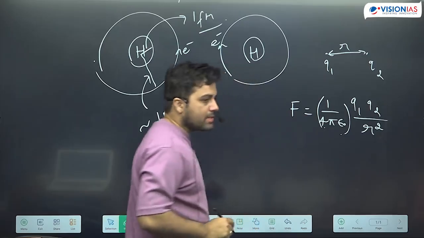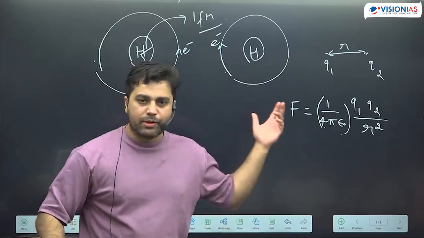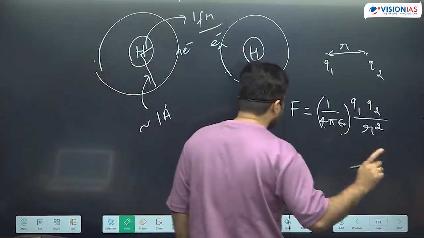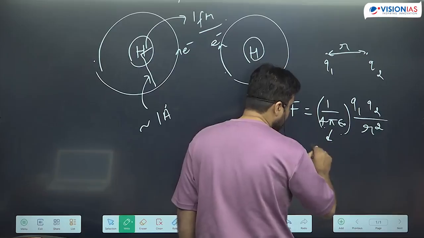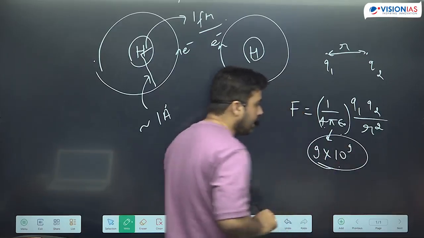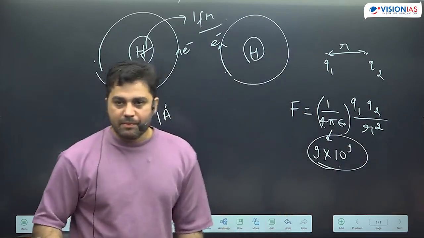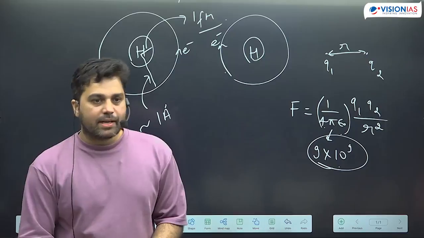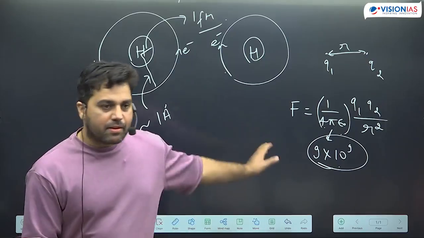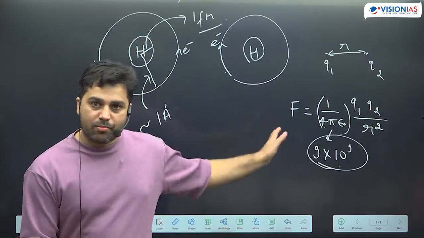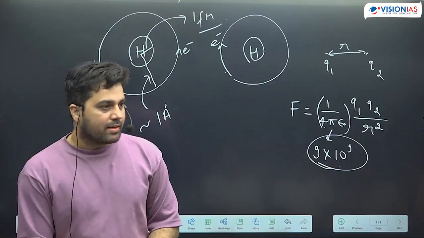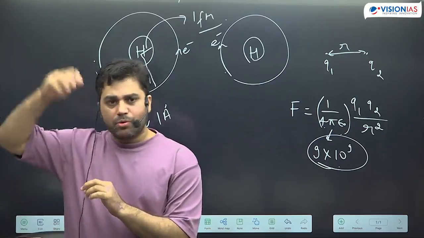This particular constant, we do not have to go into what this 1 by 4 pi epsilon naught is. That is not important. What is important is its value. It has a value of 9 into 10 to the power 9. The gravitational constant had a value in the range of 10 to the power minus 11. This has a value of 10 to the power 9, in fact almost 10 to the power 10. So compared to the gravitational constant, this is a very, very huge value.